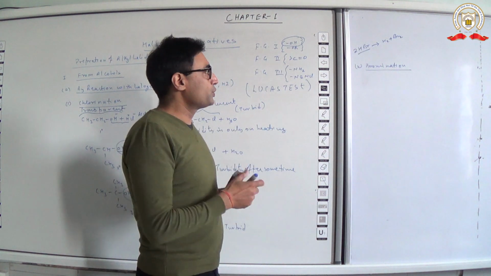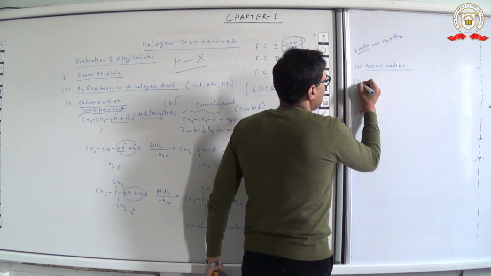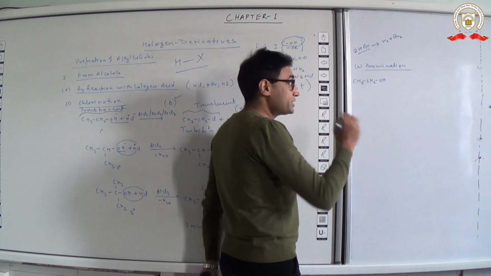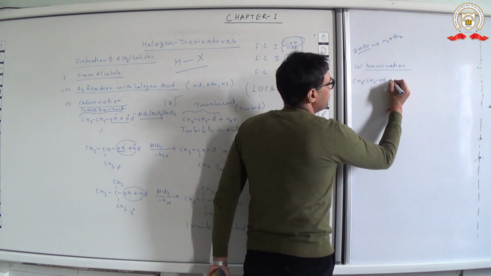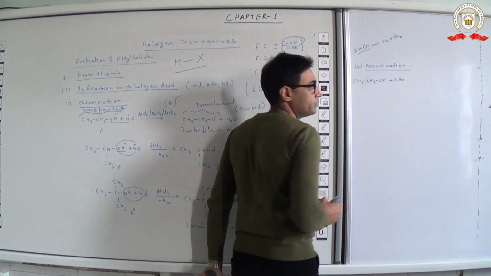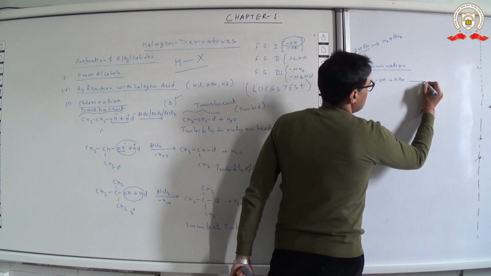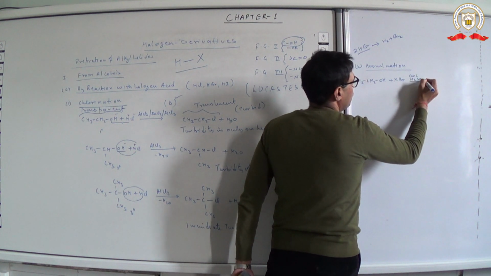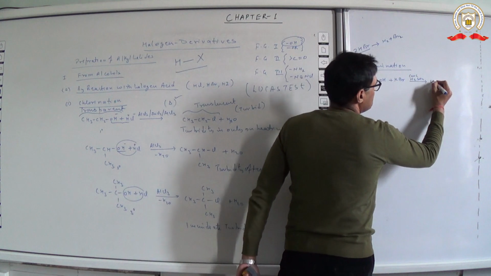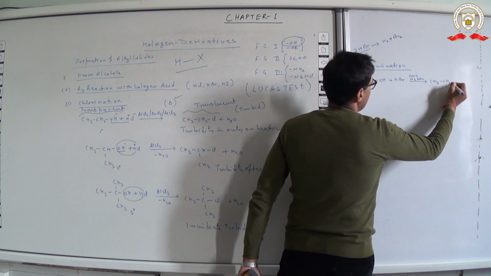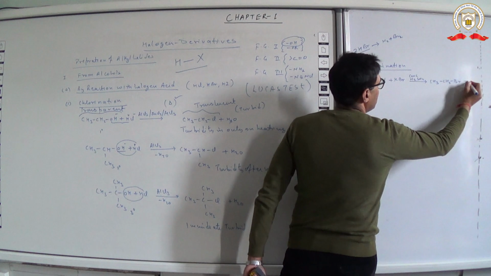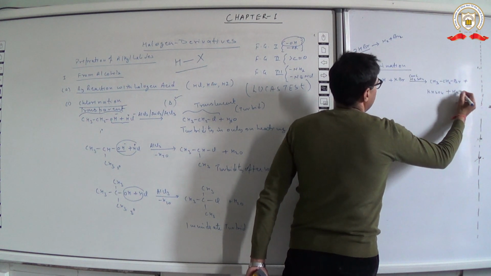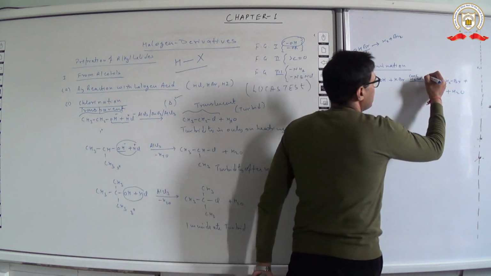So what we are going to do here is, suppose I have an alcohol, that is CH3CH2OH. Instead of using HBr, I will use potassium bromide, and I will use a strong acid like concentrated H2SO4. I will get the compound CH3CH2Br plus KHSO4 plus H2O. And in this case, you have to heat it also.